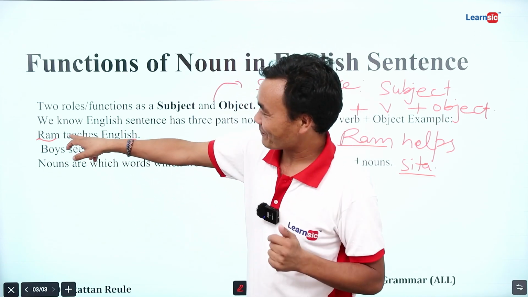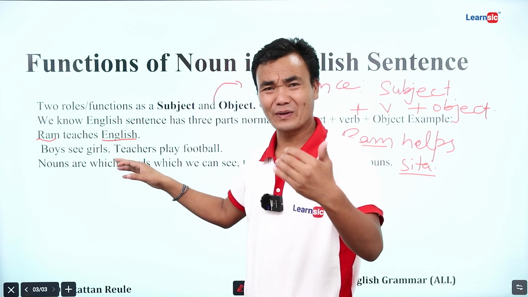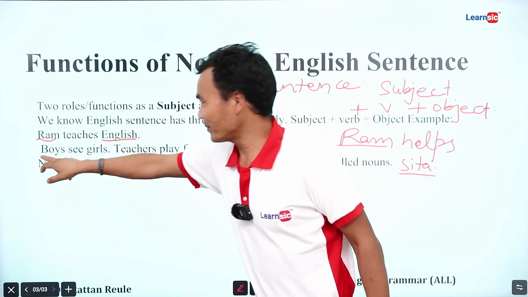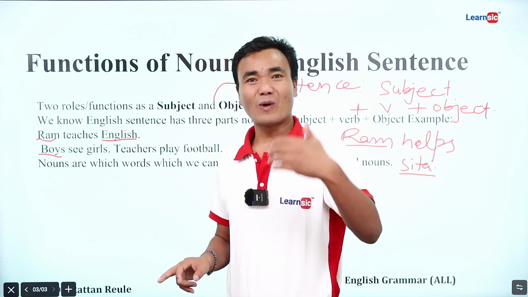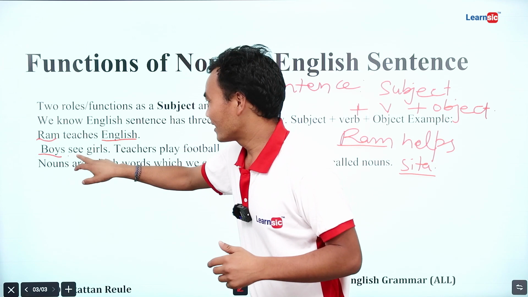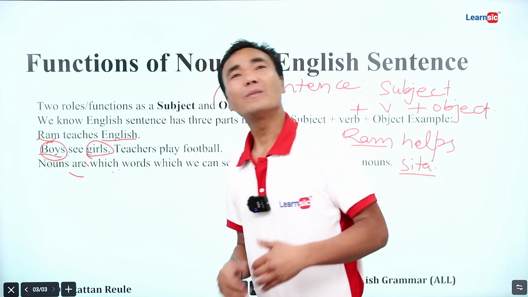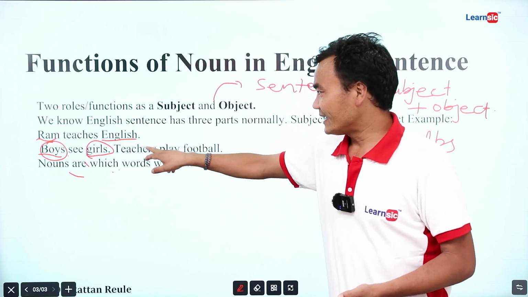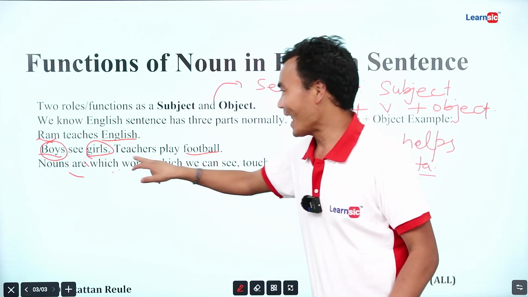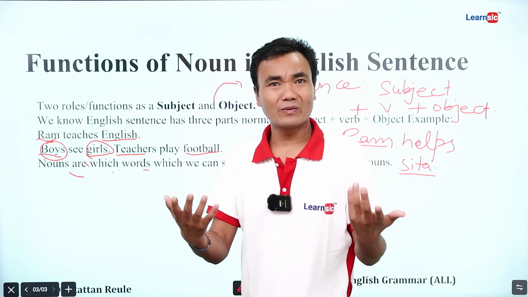So look at the best example: Ram teaches English. Or you can say Sita teaches maths. Another example, boys. Boys is a plural noun, right? There are more boys. See, girls. Look at the example. This is a plural and this is also a plural noun example. And teachers play football. Football is the name of a game. And teachers are also persons and they are also nouns in English.